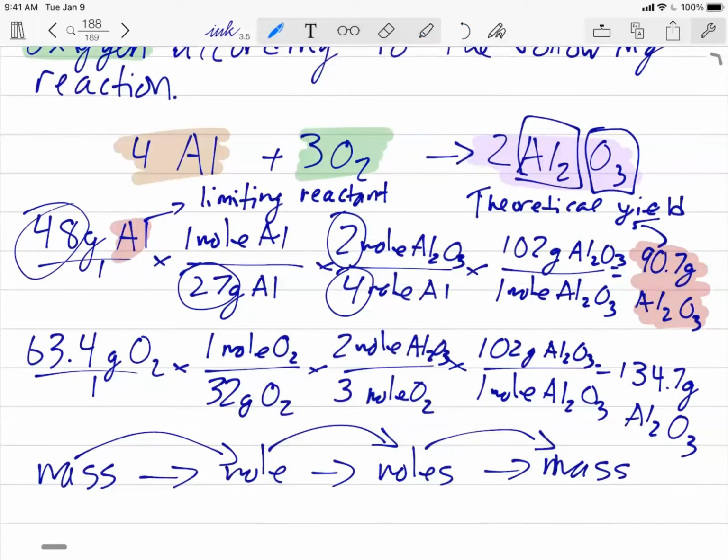Okay, so hopefully this makes sense to you. All I've done here is I've set up two separate mass-to-mass problems and then converted them to the product that we wanted. And in this case, there's only one product, which is aluminum oxide, Al2O3. So I had to convert to there.